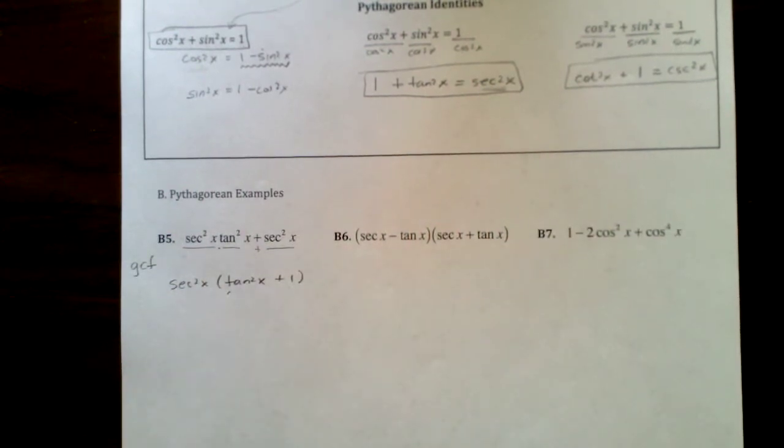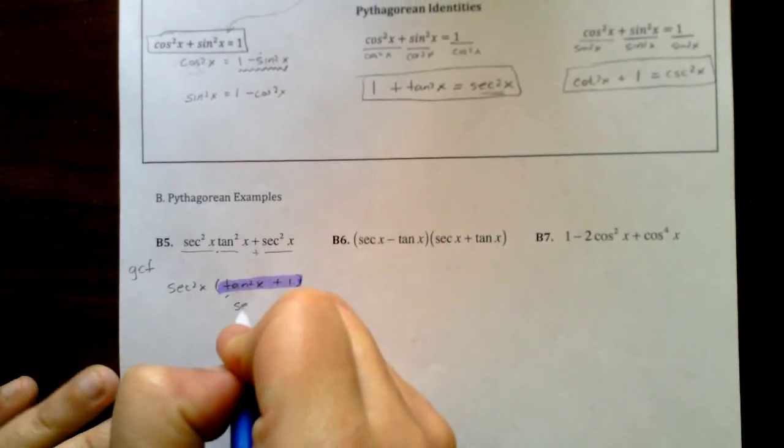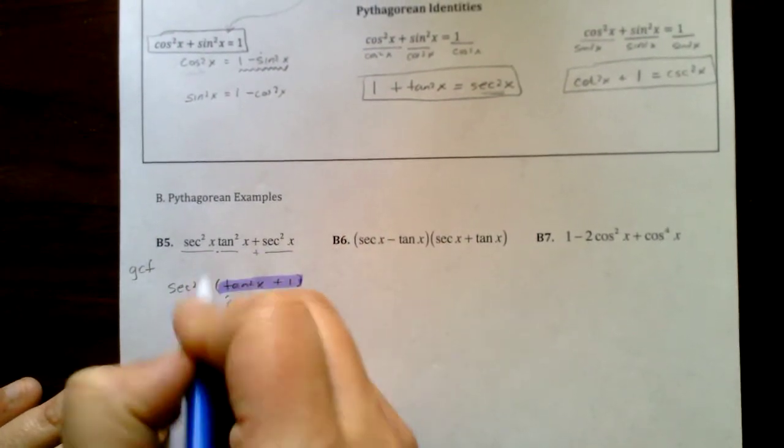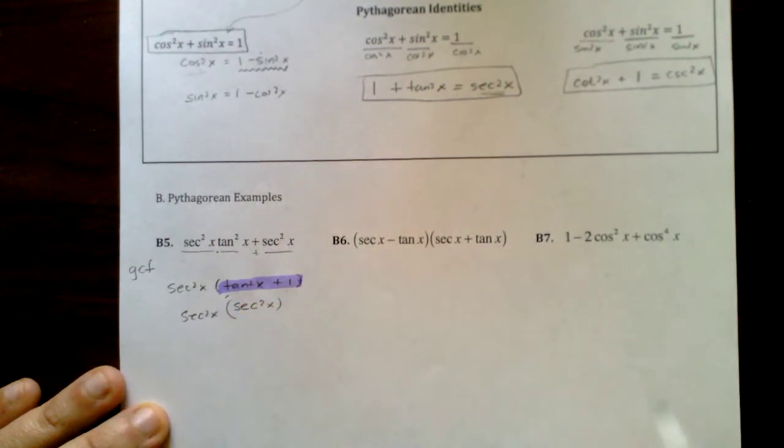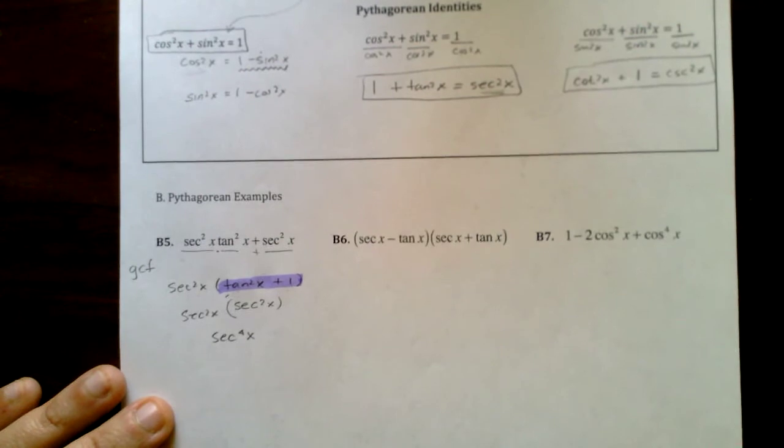Tangent squared plus 1, if I come back up here, is the same thing as secant squared. So this is the Pythagorean identity substitution, turning that into secant squared x times the secant squared x on the outside is going to be secant to the 4th x.